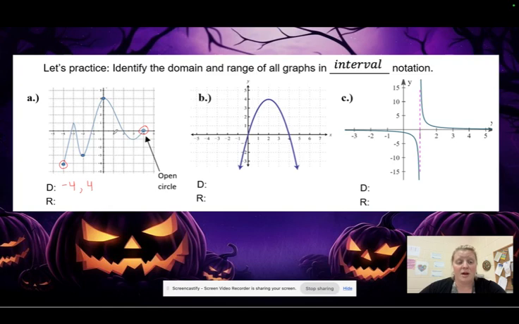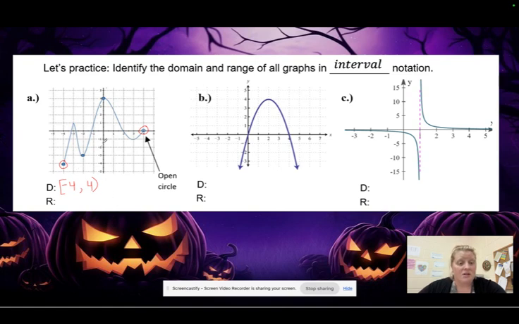There was no break. I didn't have to lift my pencil at all, so I'm totally fine to write that. There's a solid dot on the left end, so that gets a bracket, but there's an open dot on the right end, so that gets a parenthesis. And that's how we're going to do our interval notation.